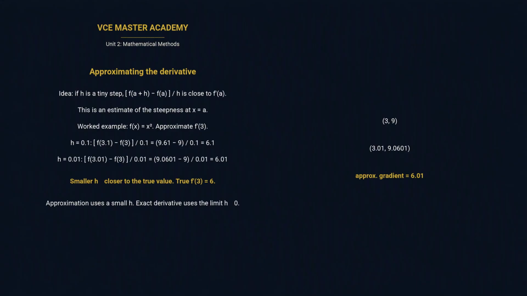Now try h equals 0.01. f of 3.01 is 9.0601. Take away 9 and you get 0.0601. Divide by 0.01 and you get 6.01. See what's happening? 6.1, then 6.01. The smaller h gets, the closer we creep to 6, and 6 is exactly the true value of f dashed of 3. So an approximation is great when you want a quick number, but the exact derivative needs the limit, and that's what we do next.